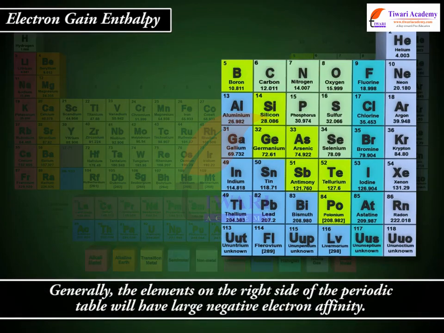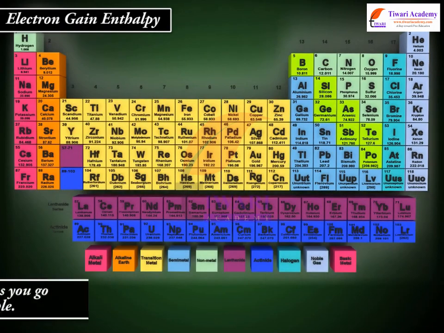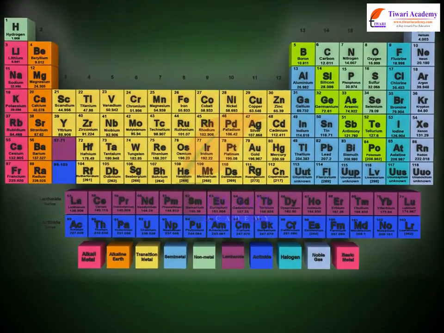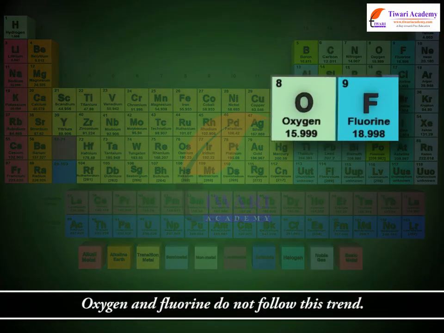Generally, the elements on the right side of the periodic table will have large negative electron affinity. The electron gain enthalpies will become less negative as you go from the top to the bottom of the periodic table. However, oxygen and fluorine do not follow this trend.